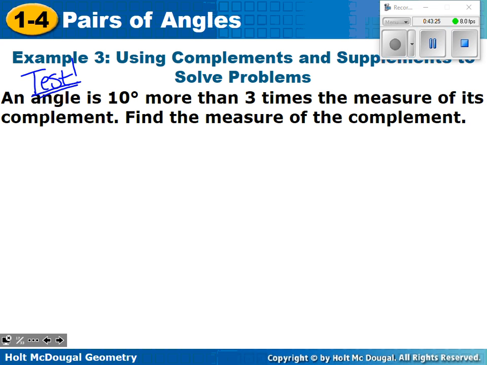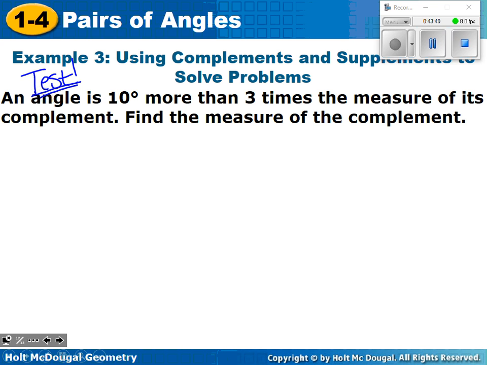So let's read it first. An angle is 10 degrees more than 3 times the measure of its complement. Find the measure of the complement. First time I read that, I think that's kind of wordy. But if you will break it apart using your math symbols and numbers and variables and write an equation, it'll make it much easier. So start word by word.